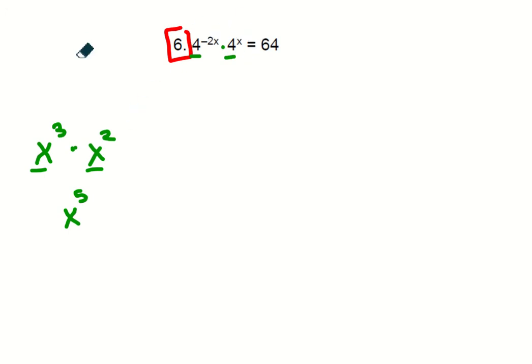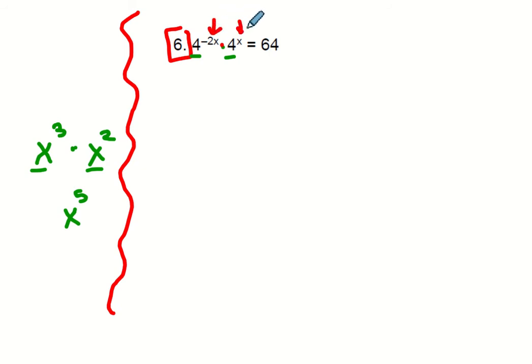So I'm going to go ahead and maybe separate this here, because this is not part of the problem. It's just a way for me to kind of explain what's going on here. So I'm going to separate that. So here we are multiplying with the same base. So here the base is 4. So what we're going to do is add the exponents. So negative 2x and x. So in the same way that we added 3 and 2 to get 5, we're going to add negative 2x and x. So if you add negative 2x plus x, which plus x is the same thing as plus 1x, that's the same thing as negative 1x.